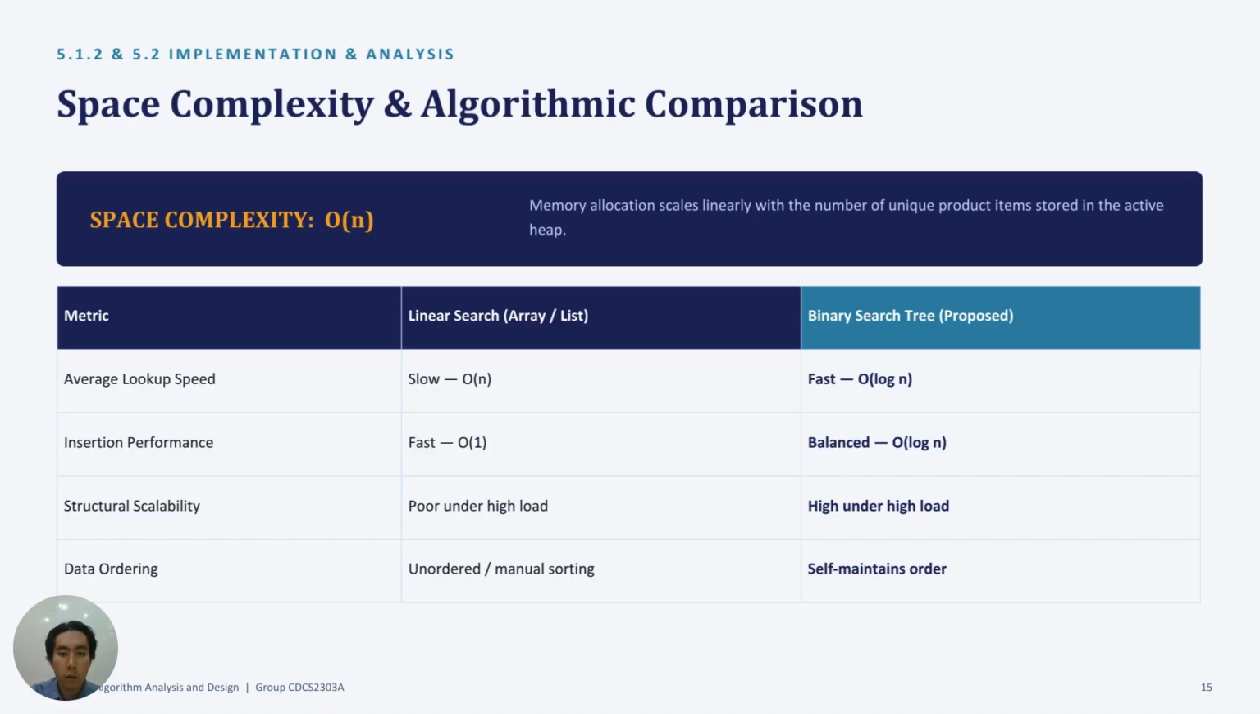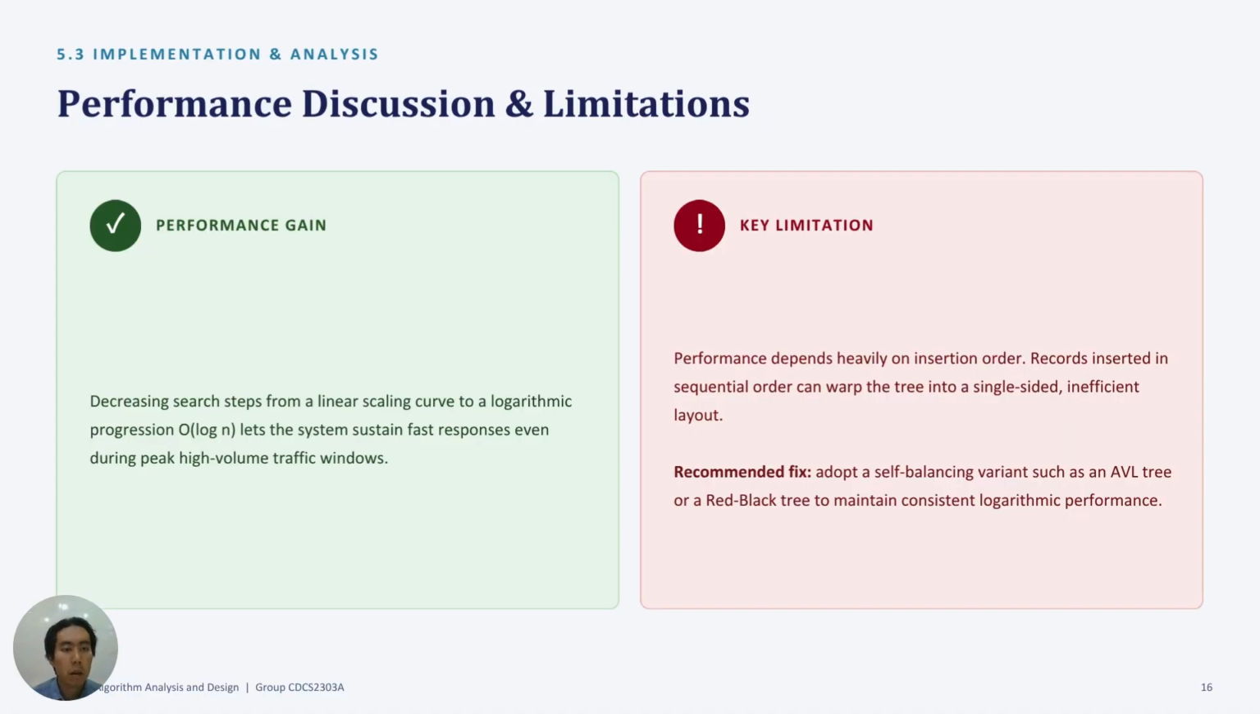And in terms of data ordering, linear search is unordered, while binary search will automatically self-maintain the data. And for the performance discussion and limitations, for system performance, decreasing the search steps from a linear scale curve to logarithmic progression lets the system sustain fast response even during peak high volumes.